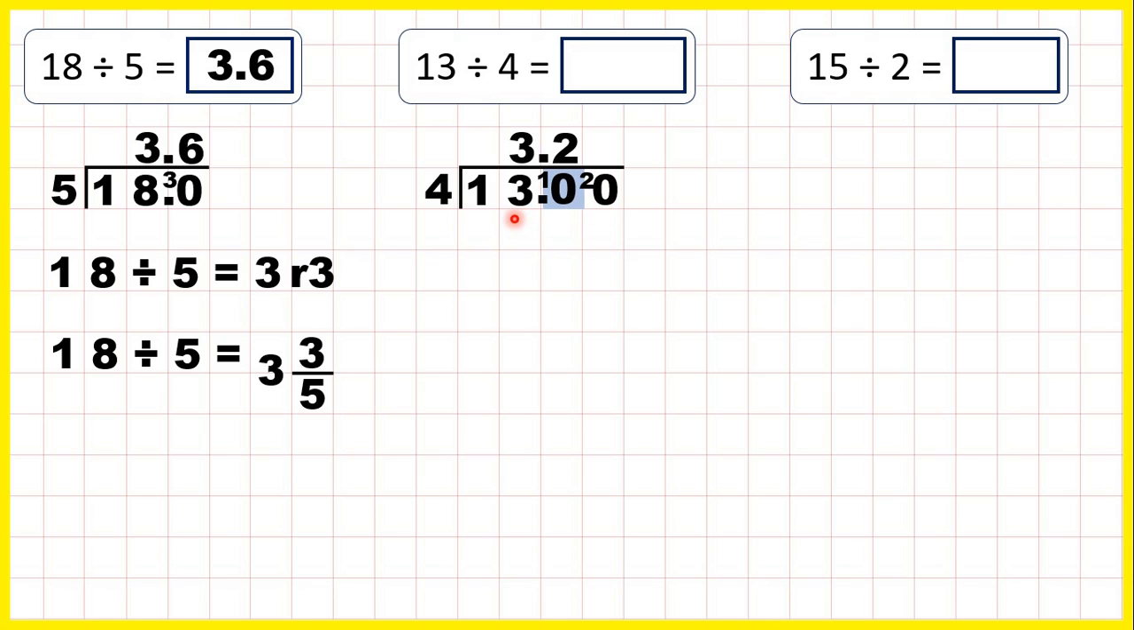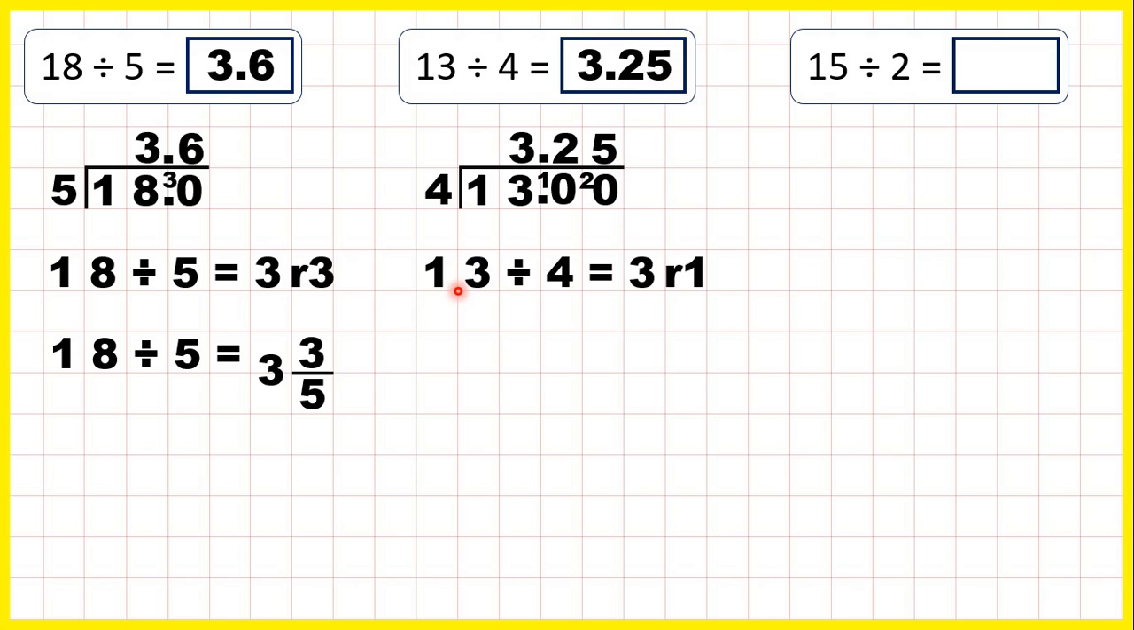Again, we haven't changed the question because 13.00 is the same as 13, but now we can write our remainder from dividing our tenths in front of our hundredths. So now 20 divided by 4 is exactly 5 with no remainder, so our answer is 3.25.